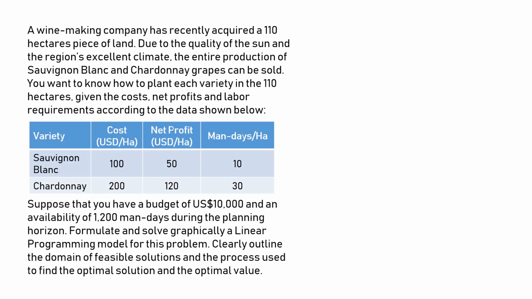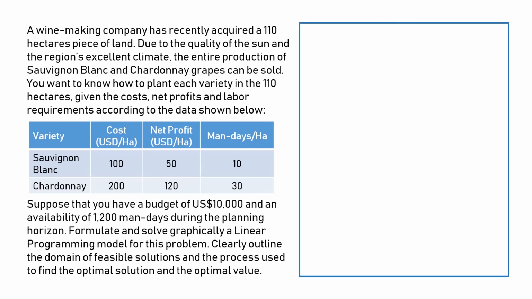Suppose that you have a budget of 10,000 US dollars and an availability of 1,200 man days during the planning horizon. Formulate and solve graphically a linear programming model for this problem. Clearly outline the domain of feasible solutions and the process used to find the optimal solution and the optimal value.